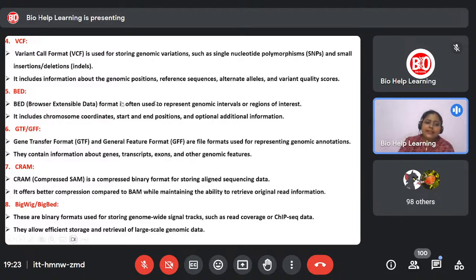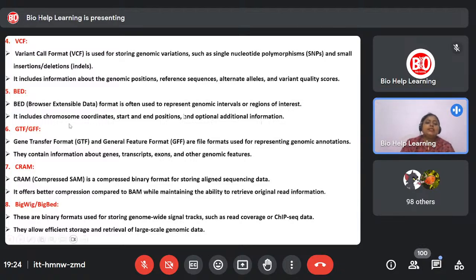Fifth one is the BED file format of NGS data sets. BED stands for Browser Extensible Data format. It is often used to represent genomic intervals or regions of interest, and it is generally for chromosome coordinates, start and end positions, and optional additional information. So every file format has its unique information, depending on which information you want to retrieve and analyze.